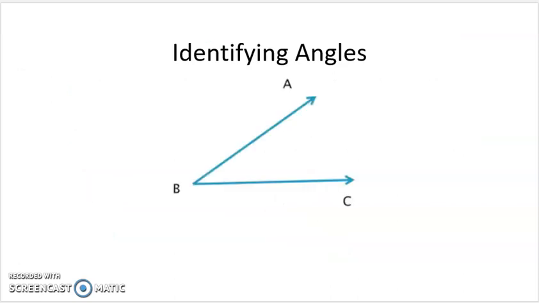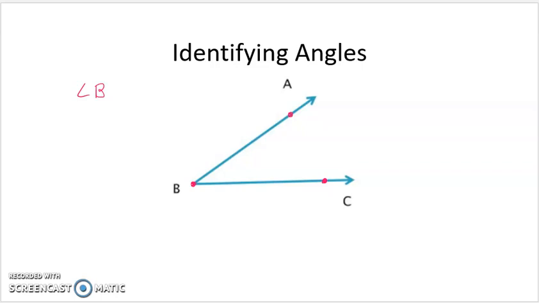To identify angles, we need 3 points to identify the angle. Now, if there's only one angle in question, very often you can say this is angle B, because there really is no other choice. When there are multiple possible angles, you want to be more specific, however. And for that, you generally use 3 points.